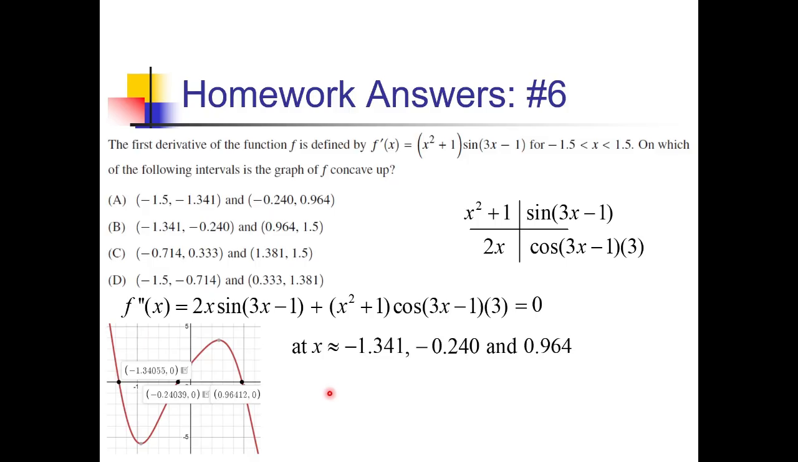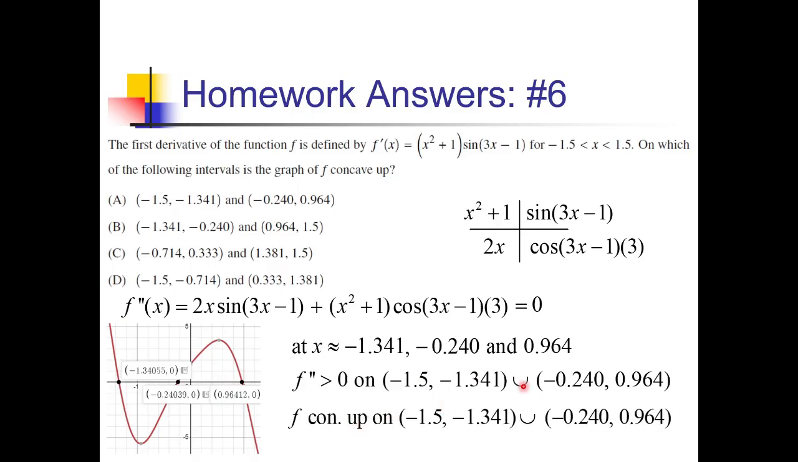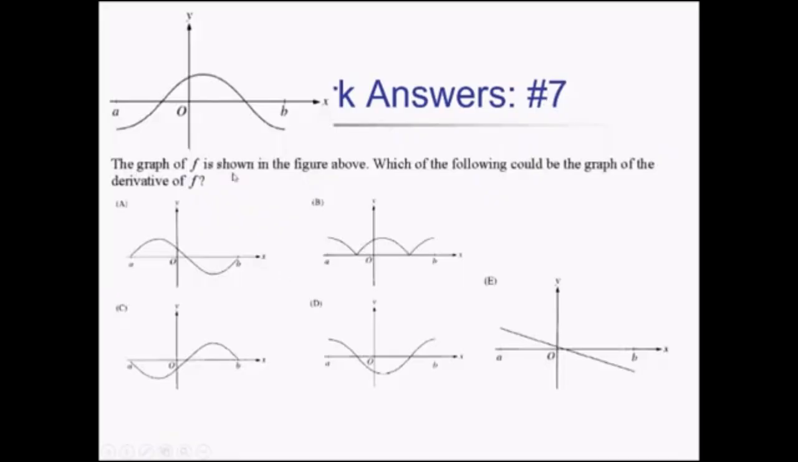Now, doing a little sign analysis, I see that f double prime is positive on the interval from negative 1.5 to negative 1.341. And also above the x-axis, also positive on this interval from negative 0.240 to positive 0.964. Since f double prime is positive on that interval, that means that f itself is going to be concave up on those same two intervals. So taking a look at my answer choices, we have negative 1.5, negative 1.341, and then we've got the other interval, so choice A.